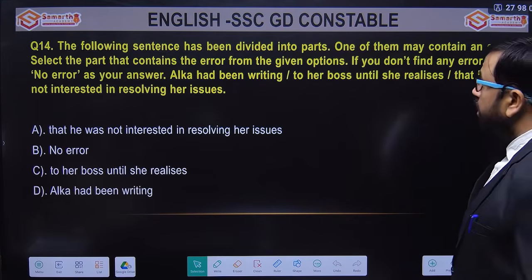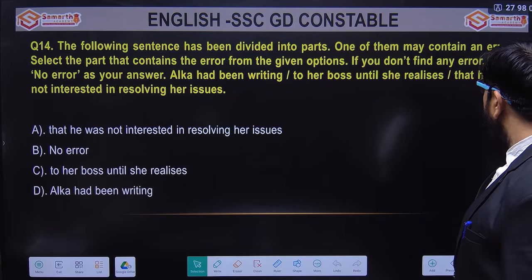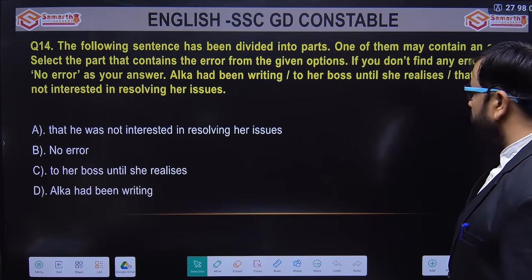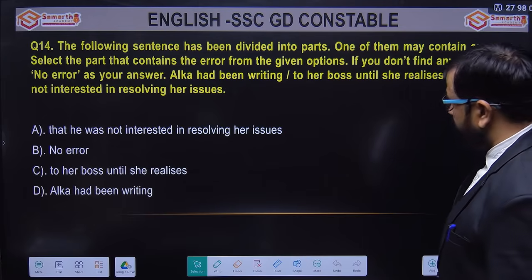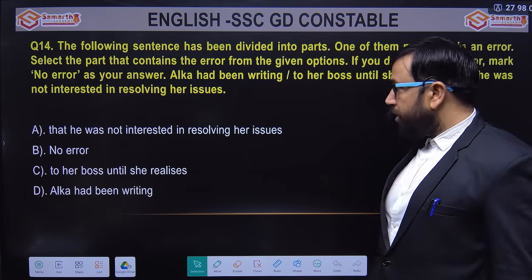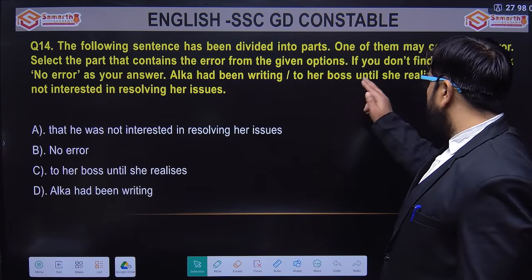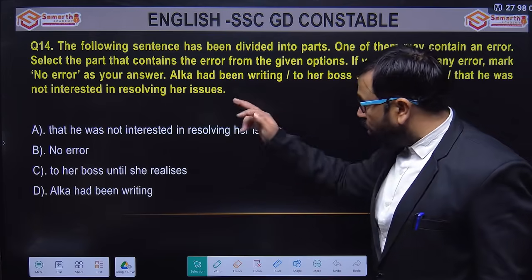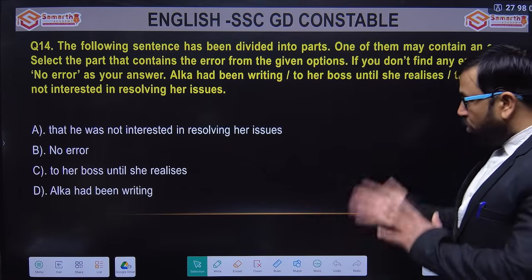Next one is, the following sentence has been divided into parts. One of them may contain an error. Select the part that contains the error from the given options. If you don't find any error, mark no error as your answer. The question is, Alka had been writing to her boss until she realizes that he was not interested in resolving her issues. So it has been broken into 4 parts.